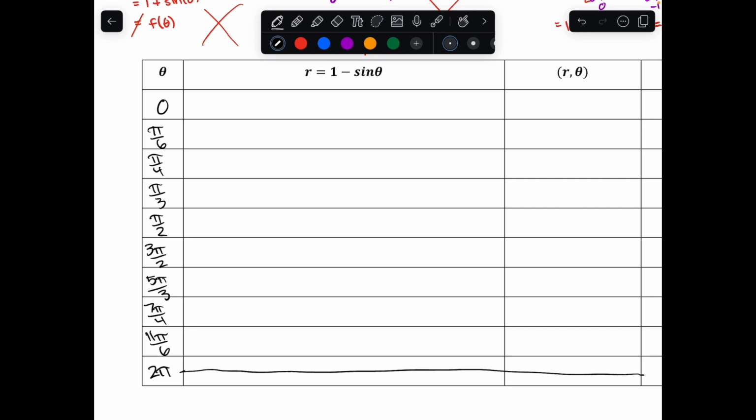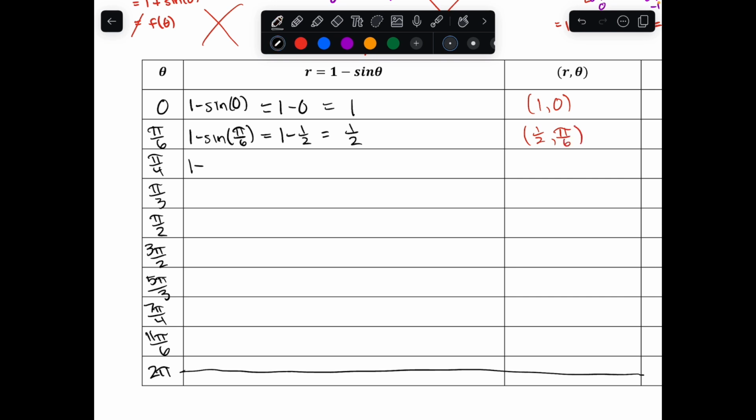So in this case, our theta is going to be equal to 0. So we have 1 minus sine of 0. Well, sine of 0 is 0, so this is equal to 1 minus 0. And so we get 1. So our point is going to be 1, 0. Now let's do it with pi over 6. So we have 1 minus sine of pi over 6, and sine of pi over 6 is going to be equal to 1/2. So we have 1 minus 1/2. That's going to be equal to 1/2. So our next point is going to be 1/2 at an angle of pi over 6.